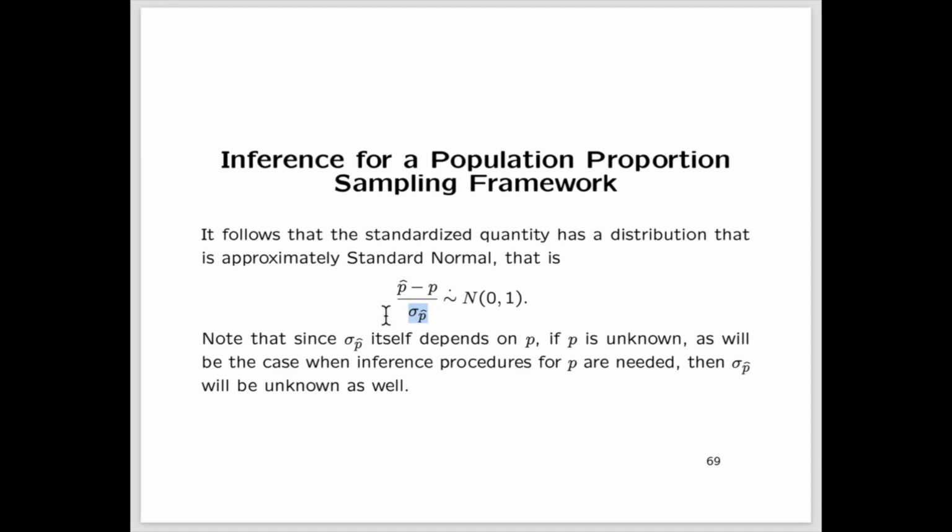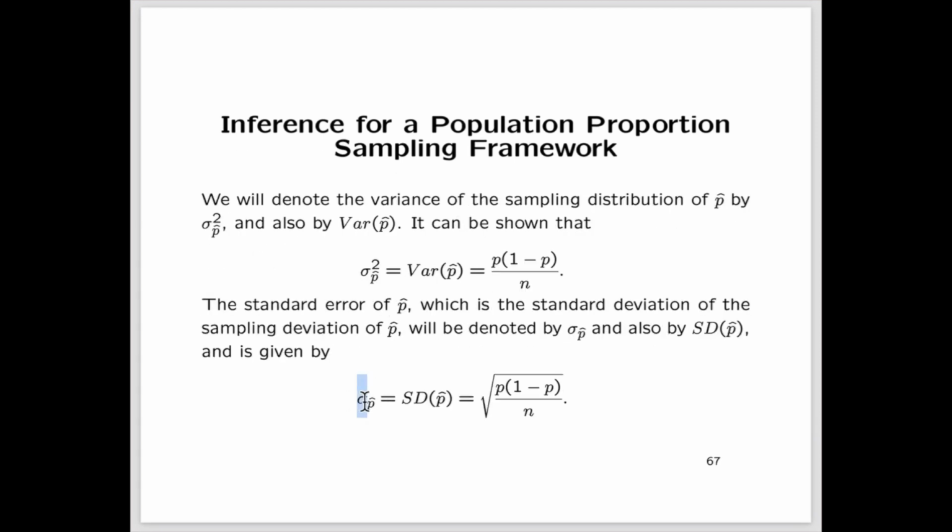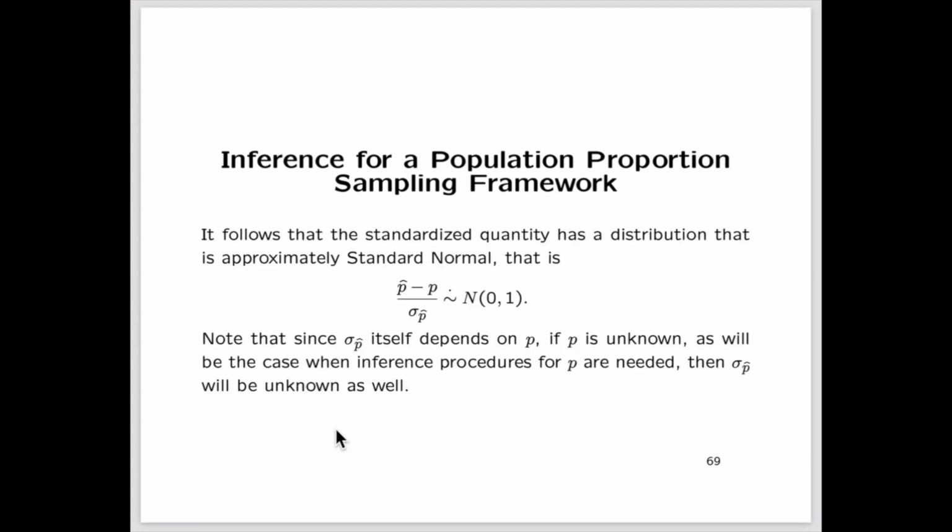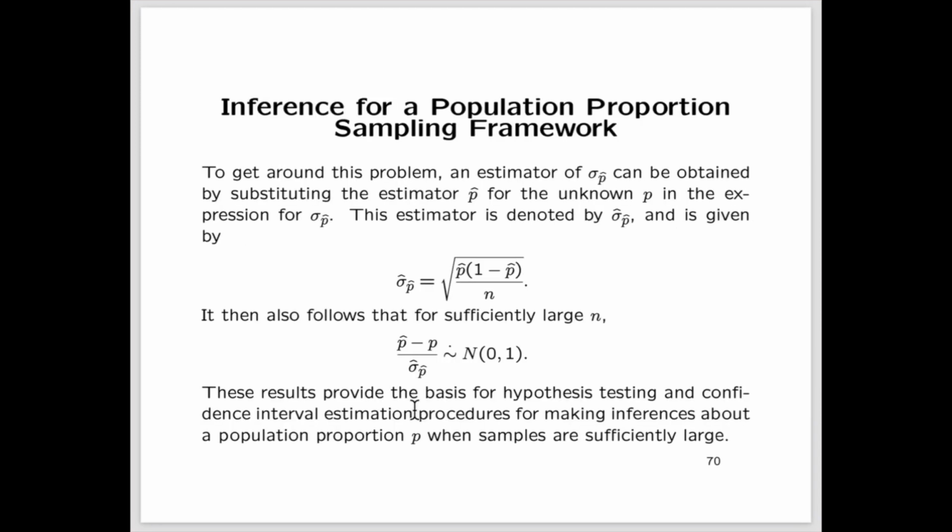Now, one problem with using this quantity here is that the denominator, which is the true standard error of p hat, depends on p itself, right? So if we go back 2 slides, the standard error of p hat is the square root of p times 1 minus p over n. And in order to calculate that, we would have to know p. But if we're testing hypotheses about p, or if we are constructing confidence intervals for p, we're doing that because we don't know what p is. And so we would not be able to calculate the true standard error of p hat in situations where we are making inferences about p. And so we would need to use an estimated value of that.